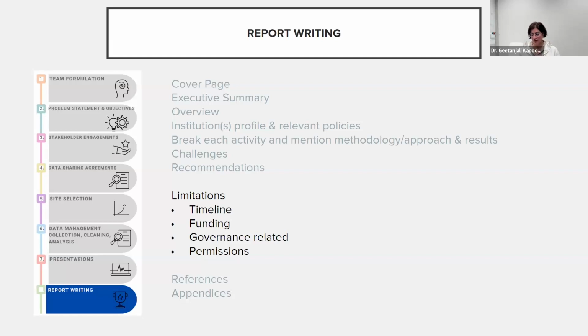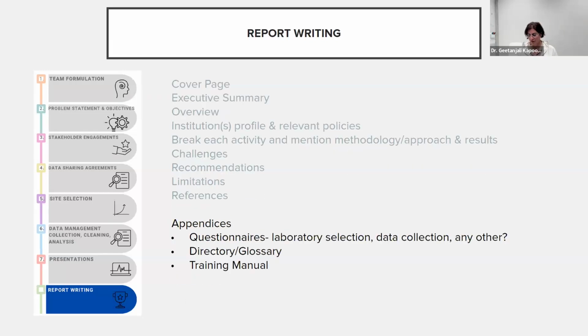And in the end, of course, we are all researchers, we know we need references, everything should be well laid out, and appendices is the last one. In appendices, it's very important, please put everything in your appendix: the questionnaires, the lab selection, data collection, any other questionnaires that you had made. If you conducted primary research, you can even include those responses, a directory or glossary which was helping the data reviewer and data collector in their working, a training manual, which is also a complete document by itself. If it can't go in a report, include it separately as an attachment to go alongside the report.